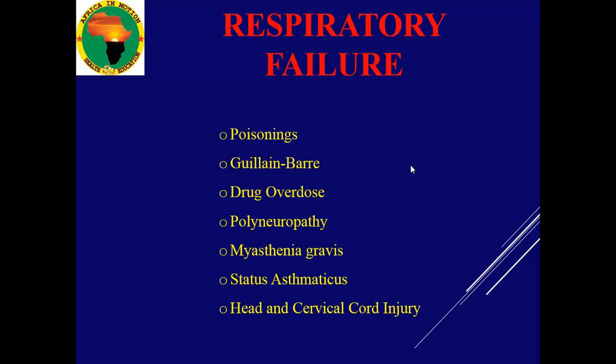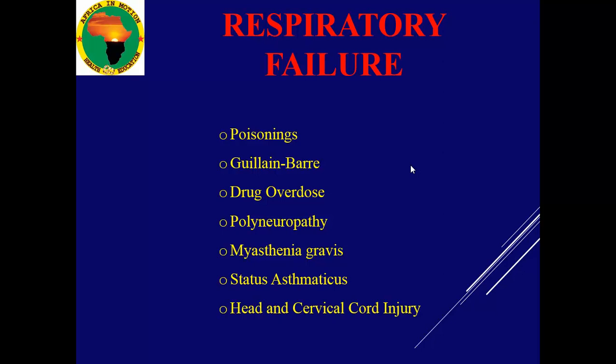Drug overdose or polyneuropathy. Polyneuropathy, we know, the nerves of the body are responsible for controlling movement and sensation. Now, if the nerves are not working, it means the chest can be affected as well, and can affect respiration, particularly when we talk about a muscle of respiration like the diaphragm. Myasthenia gravis, an autoimmune disease, which will affect muscles as well. Status asthmaticus, a very severe form of asthma. It can cause respiratory failure, even death.